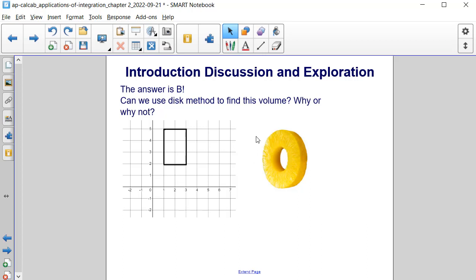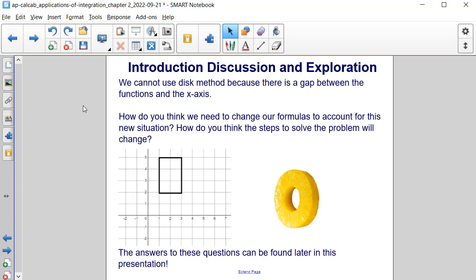Now, can we use the disk method to find this volume? Why or why not? We actually cannot use the disk method because there's a gap between the functions and the x-axis. We have this outer radius and we have this inner radius going on there. So how do you think we need to change our formulas to account for this new situation? How do you think the steps to solve the problem will change? The answers to those questions will be found later on in this presentation.